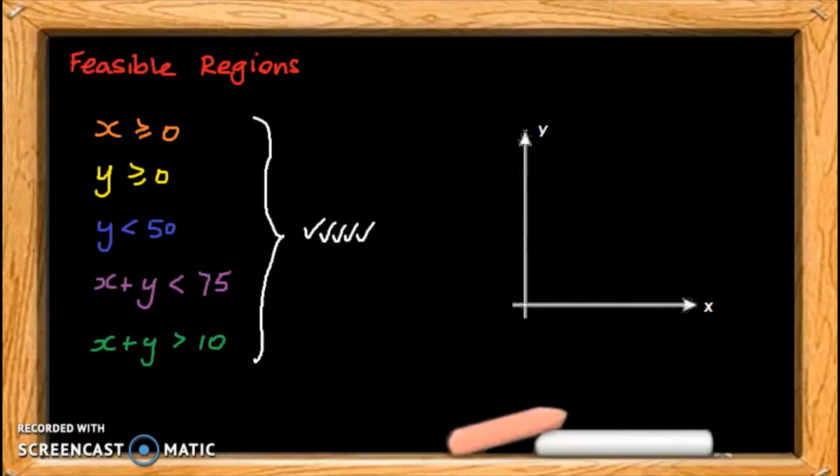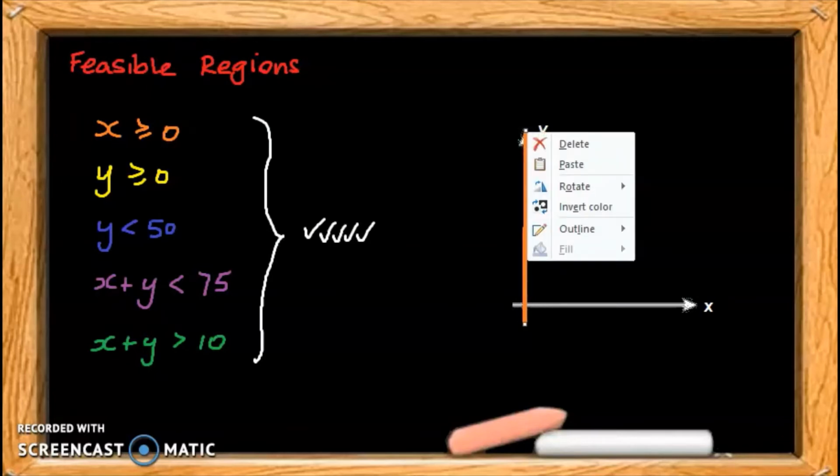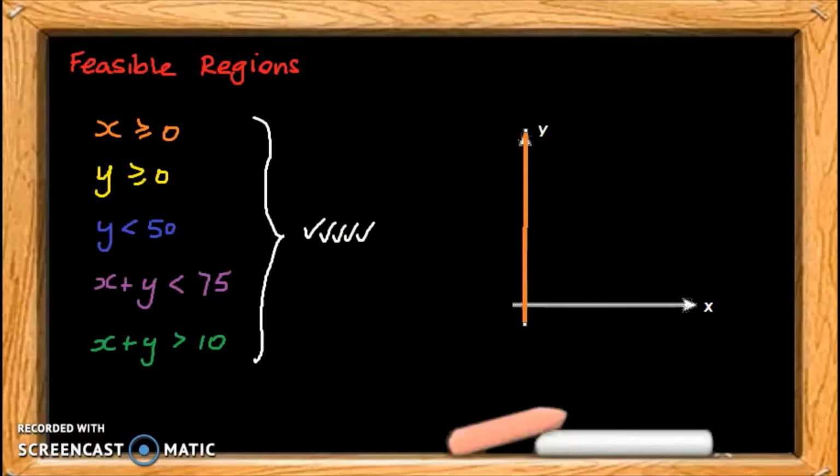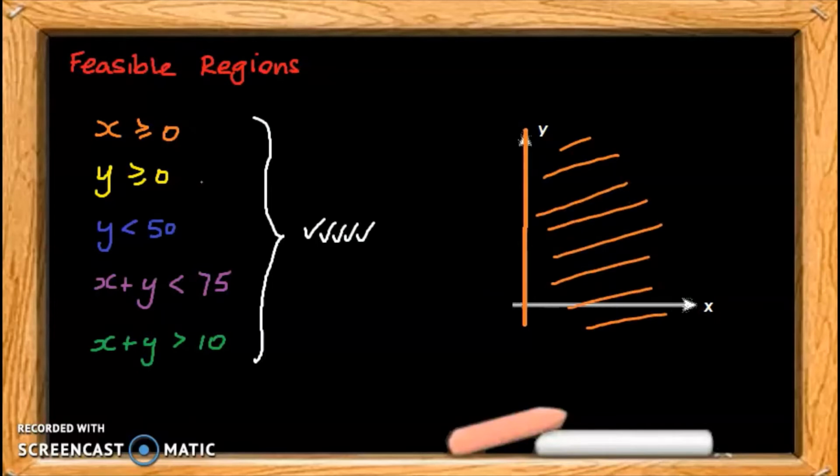For x to be greater than or equal to 0, that means we must be to the right-hand side of this orange line, the right-hand side of the y-axis. And because it has an equals there, we know it's going to include the y-axis as well. So that's this part of the graph. For y to be greater than or equal to 0, it's the same, although with the x-axis. So we have a solid line because it has an equals to as well. And we're looking at this area now.